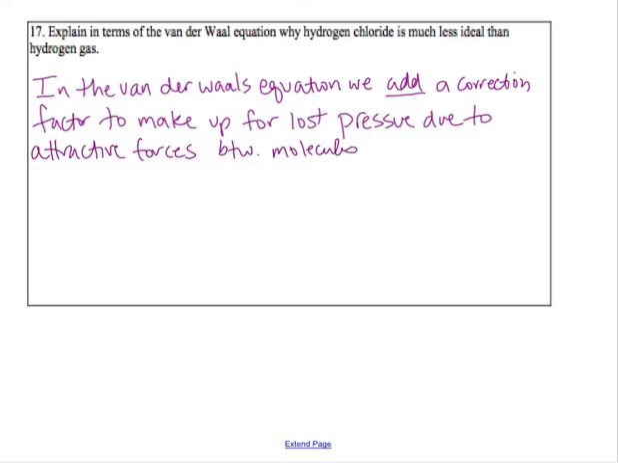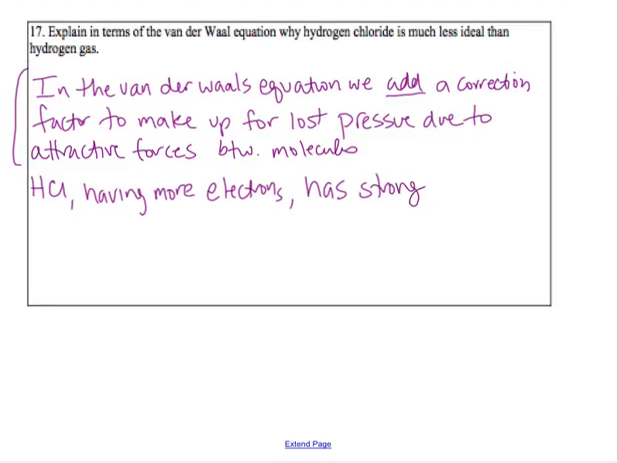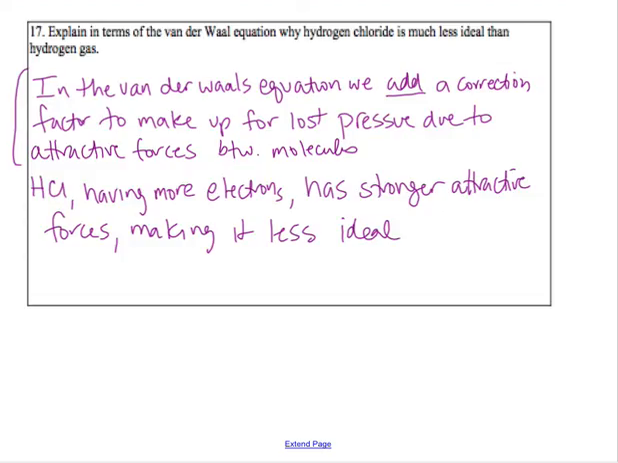Now let's take it to the HCl. What can you tell me about HCl? Tie it to this: HCl has more attractive forces because, okay, and I want you to use larger. Larger is correct, but what makes things more attracted to each other with intermolecular forces? More electrons. It's the shift of those electrons. So HCl, having more electrons, has stronger attractive forces, making it less ideal.